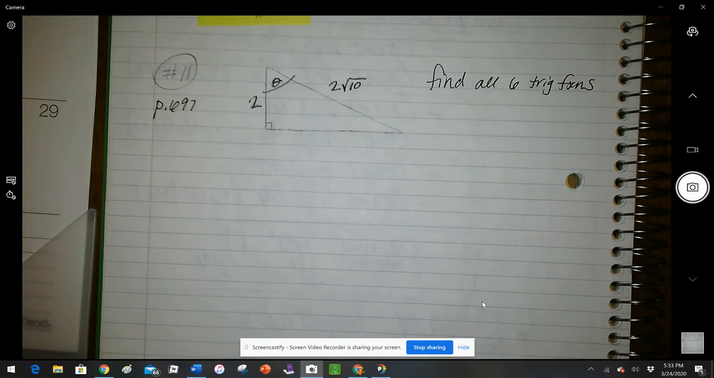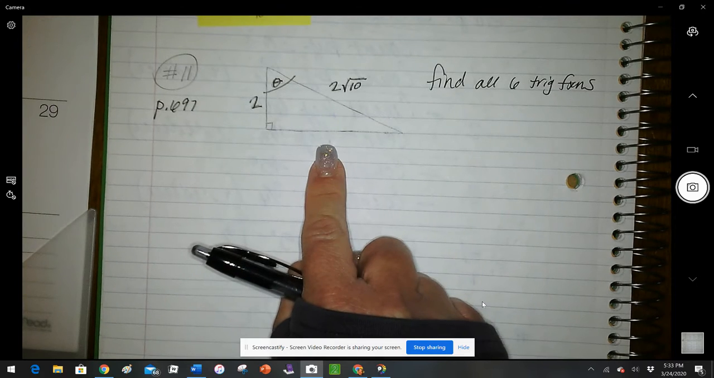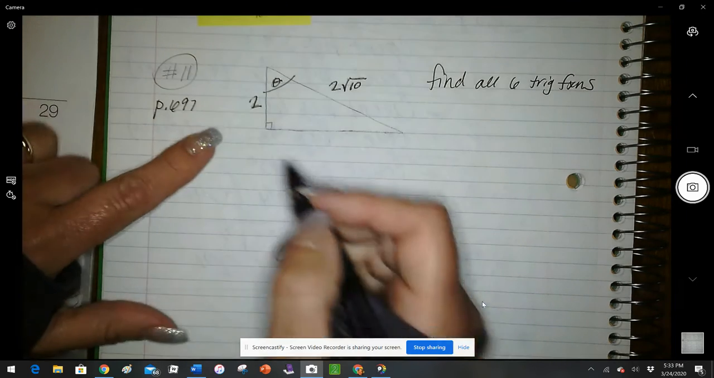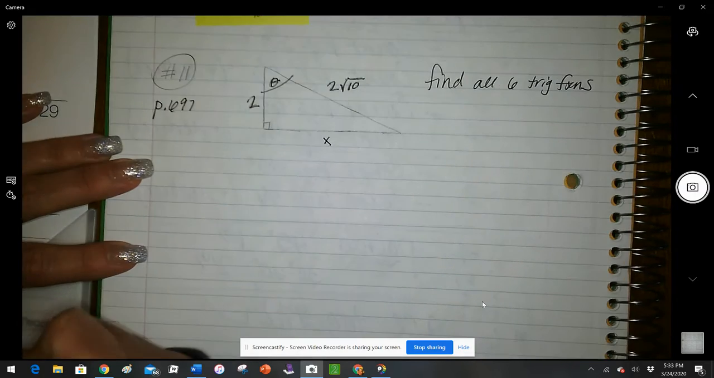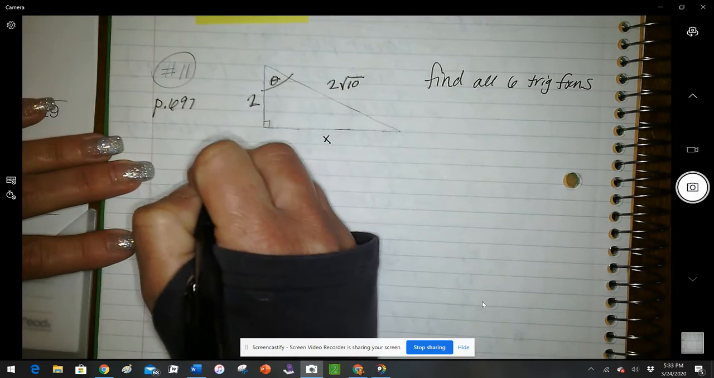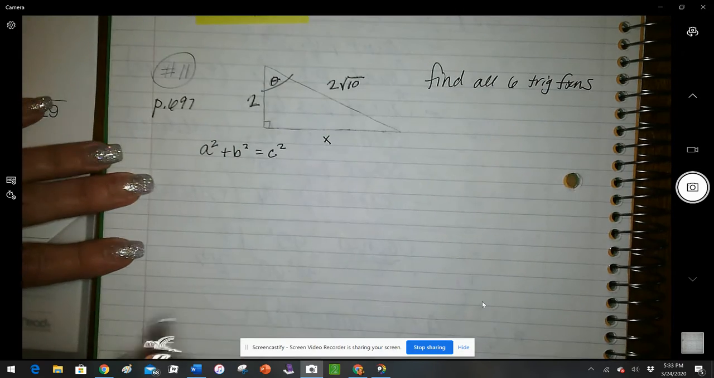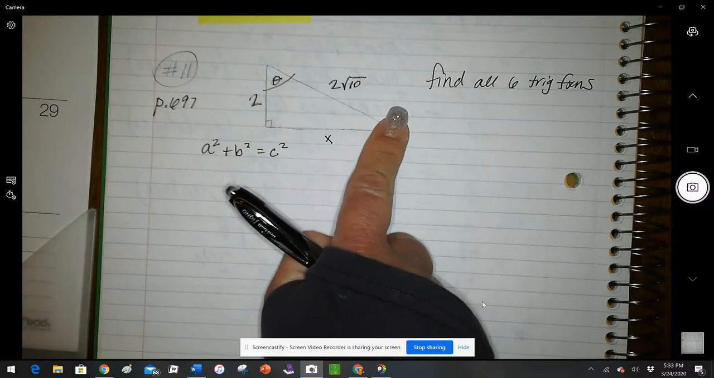All six of them. But you can't do that until you have the lengths of all of the sides. And right now we're missing one, okay? And so you're going to have to do Pythagorean theorem to find the length of this missing side. So I don't know if you remember Pythagorean theorem, right? But it goes a squared plus b squared equals c squared. And so the two legs are a and b, and this side is c.